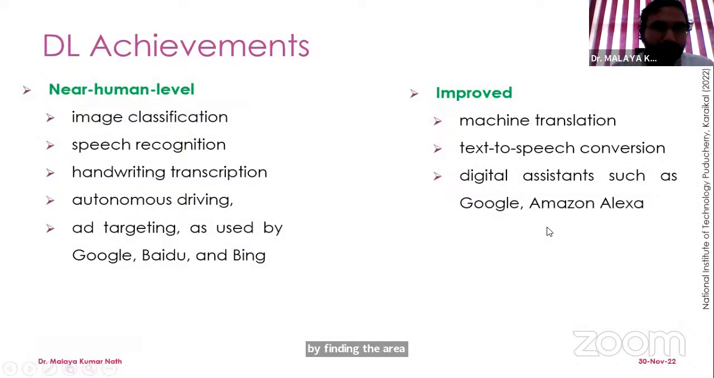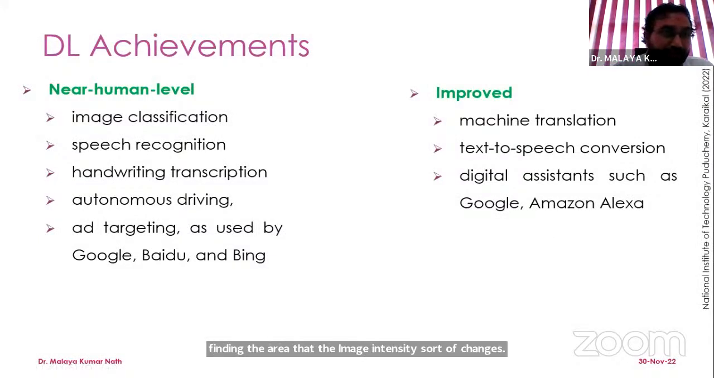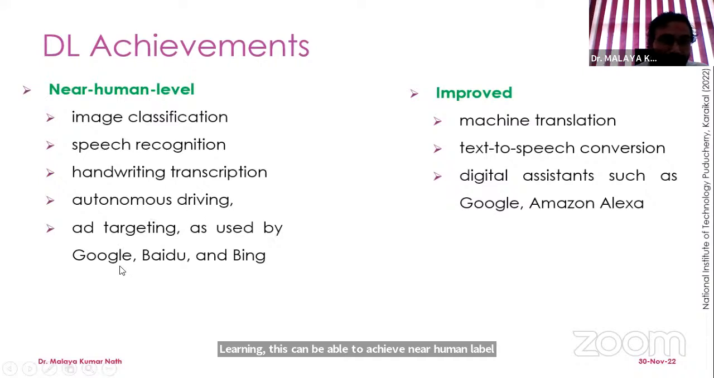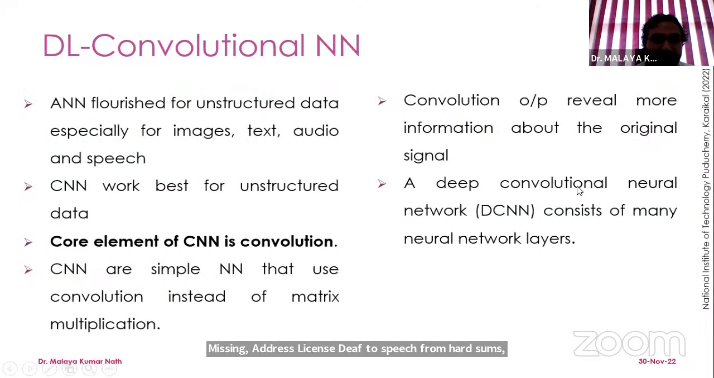If we look at the achievements of deep learning, it can achieve near human-level image classification, near human-level speech recognition, handwriting transcription, autonomous driving, ad targeting as used by Google, Baidu, as well as Bing, improved machine translation, text-to-speech conversion, and digital assistants such as Google Assistant and Alexa from Amazon.